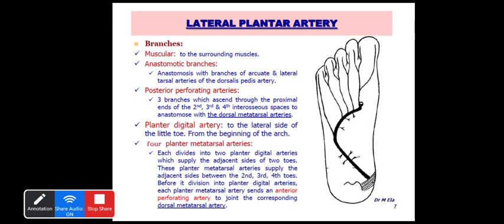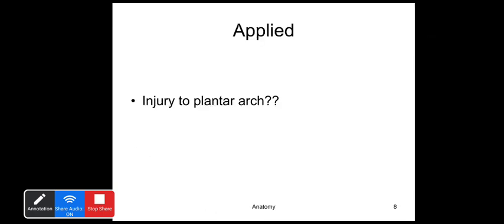In today's class, we concentrated mainly on the 2 important arteries in the sole, the medial plantar artery and the lateral plantar artery. The lateral plantar artery is going to form the arch, and the arch is completed by joining with the dorsalis pedis. So that's about the arch formation.